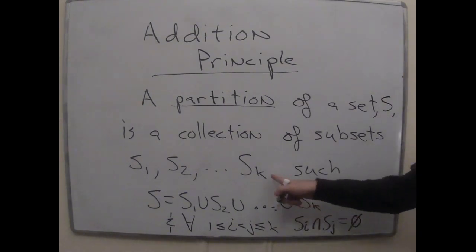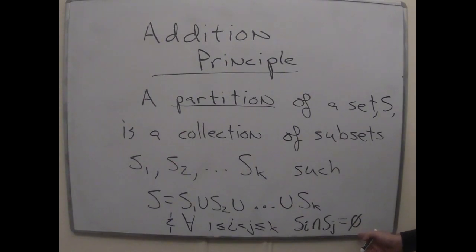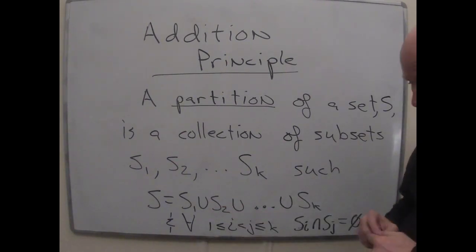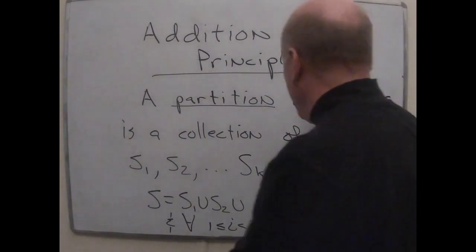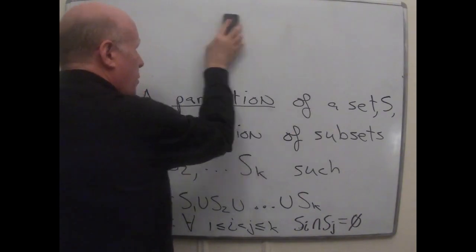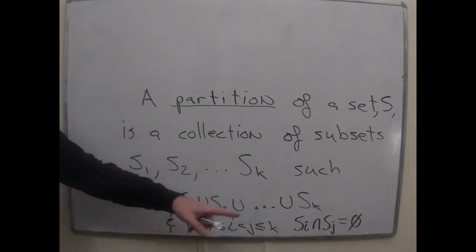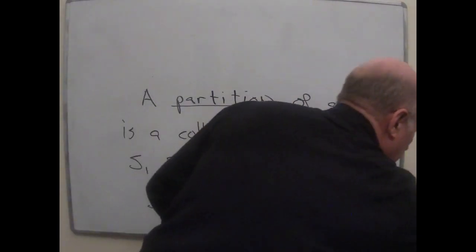So it says these k subsets here are disjoint from one another. They have nothing in common, and their union is the entirety of the set. That's what a partition is. And what the addition principle finally says about partitions is that you can figure out the size of the set S by just figuring out the sizes of all the sets S1 through Sk and adding. That's addition.